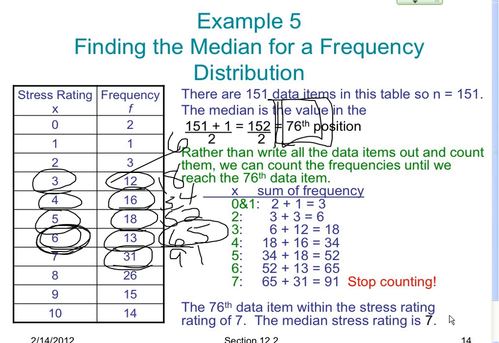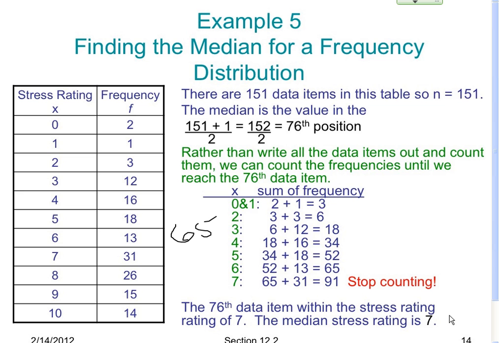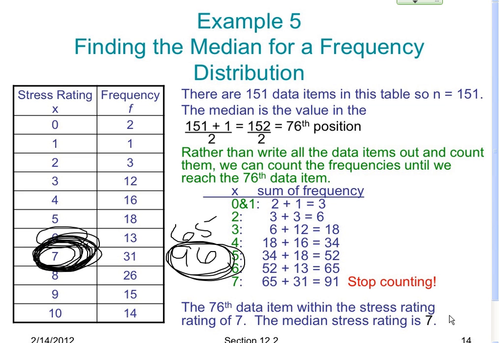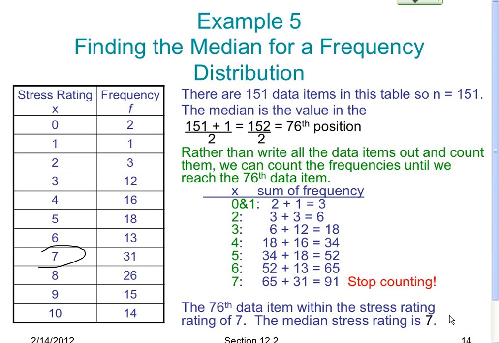Let me erase some of that. My 65th number is going to be a 6. The next number is going to be a 7. So my 66th number is a 7. My 67th, 68, 69, 70, 71, 72, 73, 74, 75, 76th number is still going to be a 7 because I know that my 96th number is still going to be a 7. So that means my 76th number, or my median, has to be 7.